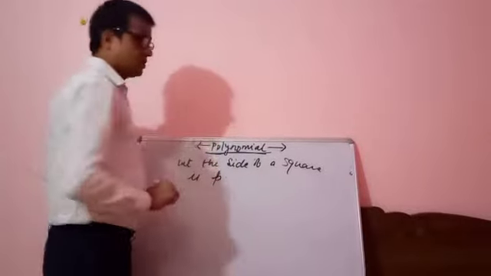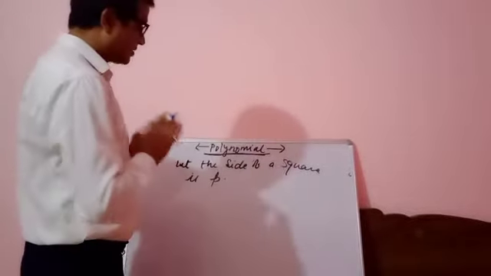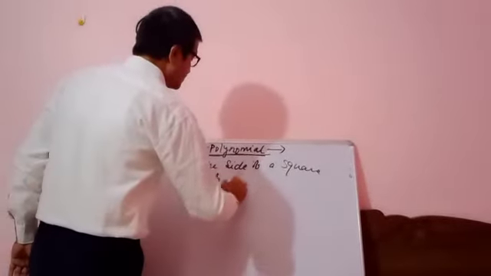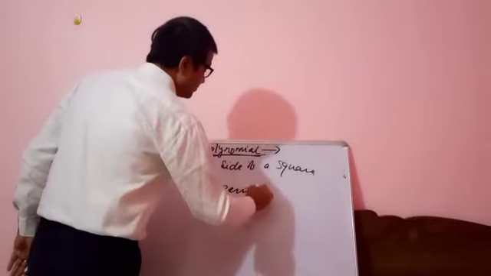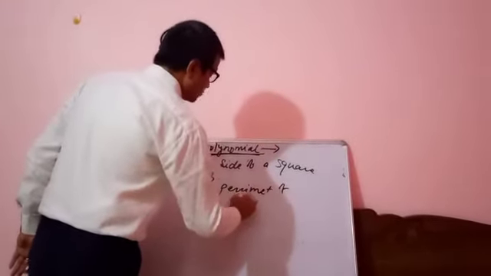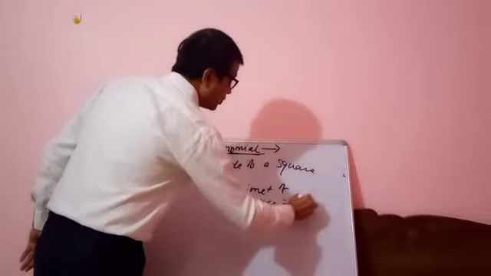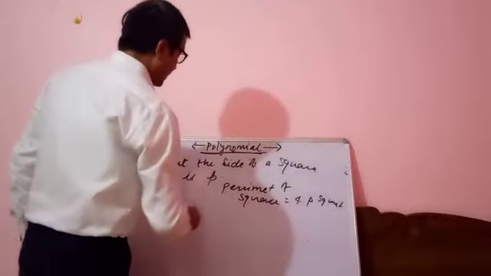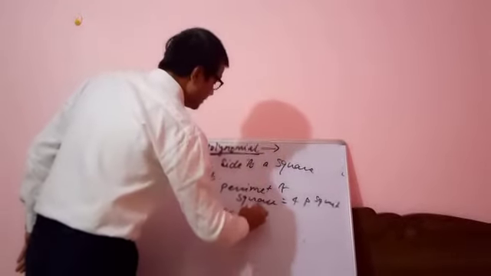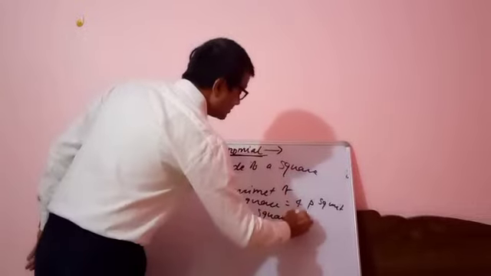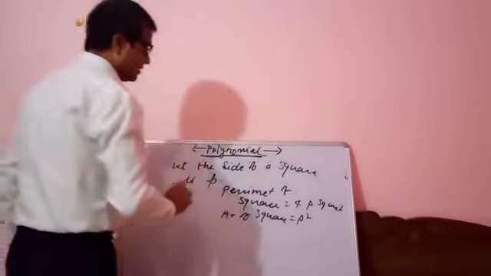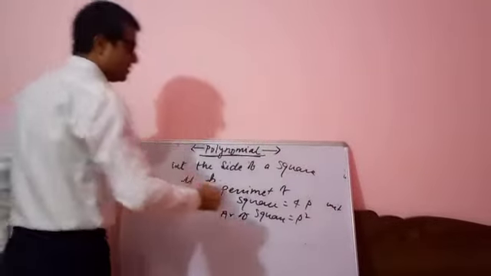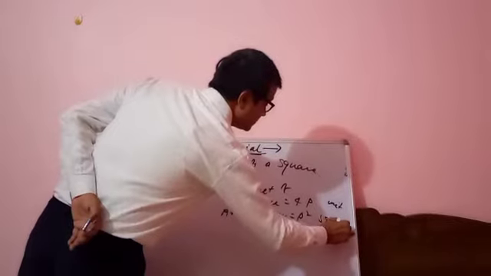So now we have a square. We don't know the length of the side, and we are asked to find the perimeter. What will be your answer? The perimeter of the square is equal to 4p unit, and the area of the square will be what? This is p square. Sorry, in the perimeter we don't have a square, just 4p unit, and in this, p square, this will be square unit.